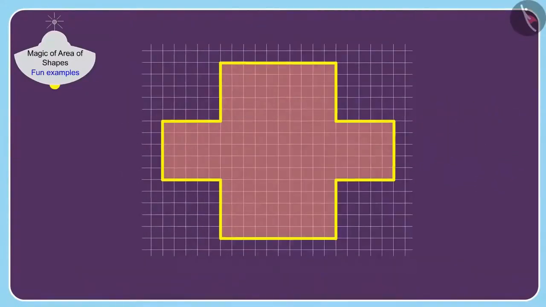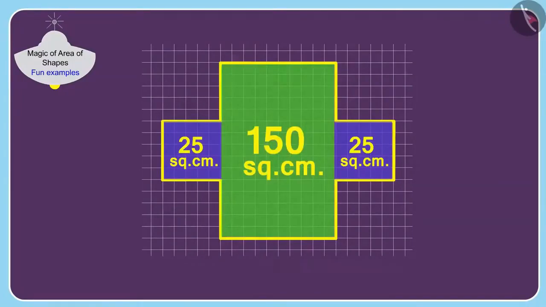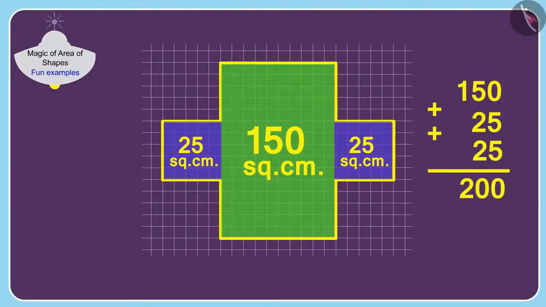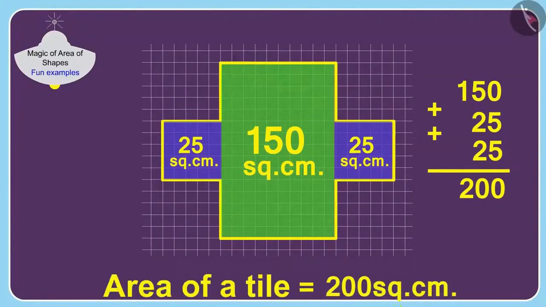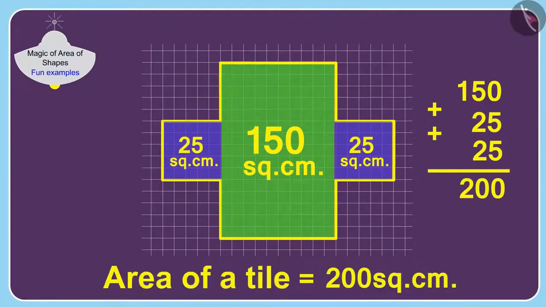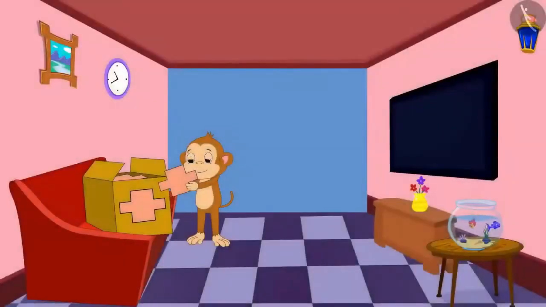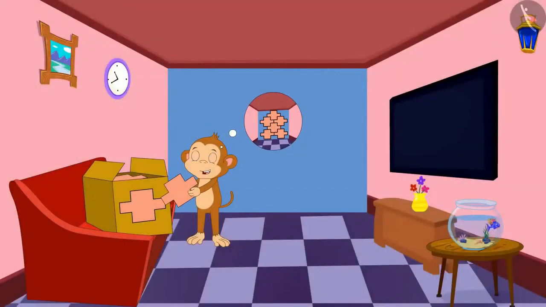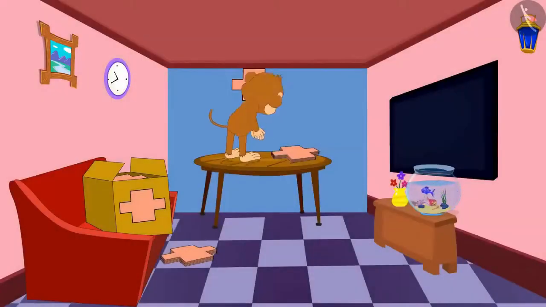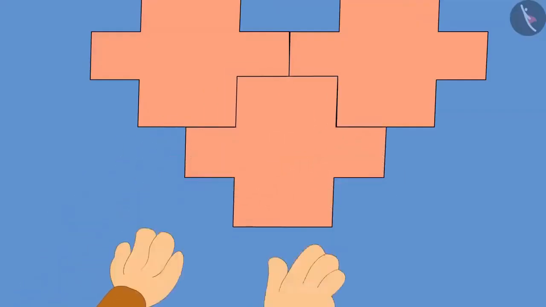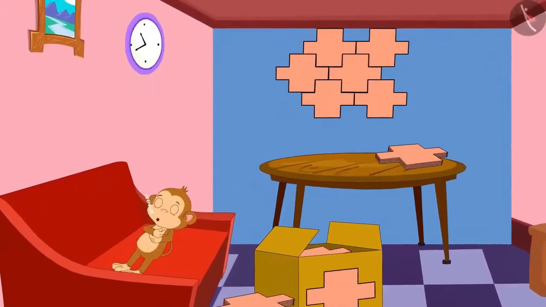To find the area of this tile, we can divide this shape into squares and rectangles in this way. In this way, the area of this tile is 200 square centimeters. I can decorate my walls with these tiles, thought Babban. Babban started decorating his wall with these tiles in this way. After putting some tiles, Babban fell asleep.